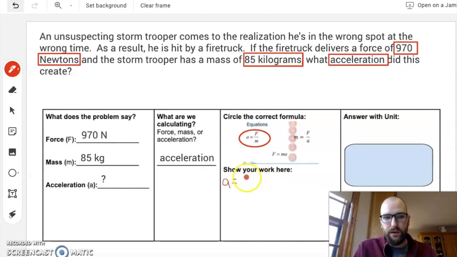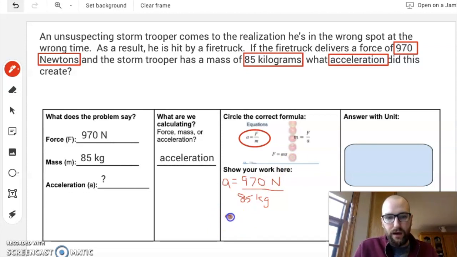My force, 970 newtons, divided by 85 kilograms. That's my mass. These numbers again, I'm putting them where I'm putting them because force goes on the top, mass goes on the bottom. And I'm getting my force number from here, my mass number from here. When I write this in the calculator, I've got everything in there I need.